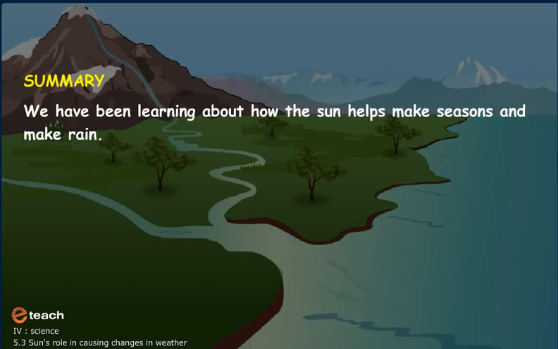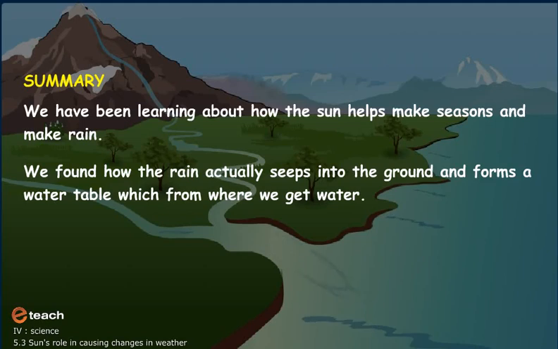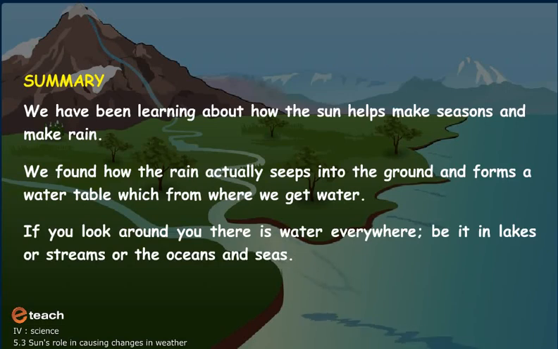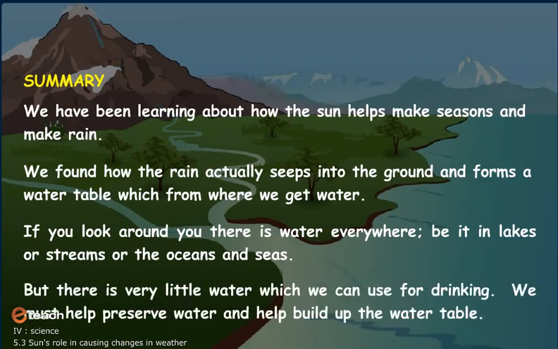Summary. We have been learning about how the sun helps make seasons and make rain. We found how the rain actually seeps into the ground and forms a water table, from where we get water. If you look around you, there is water everywhere, be it in lakes or streams or the oceans and seas. But there is very little water which we can use for drinking. We must help preserve water and help build up the water table.